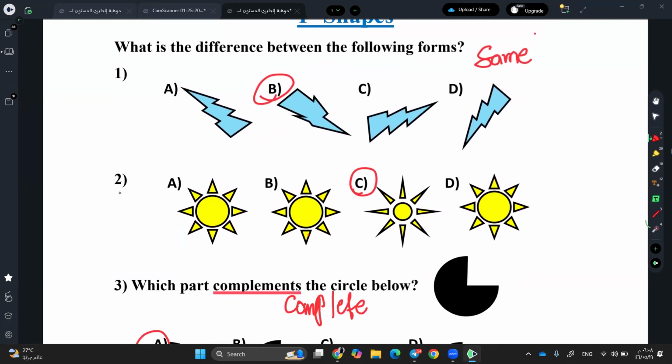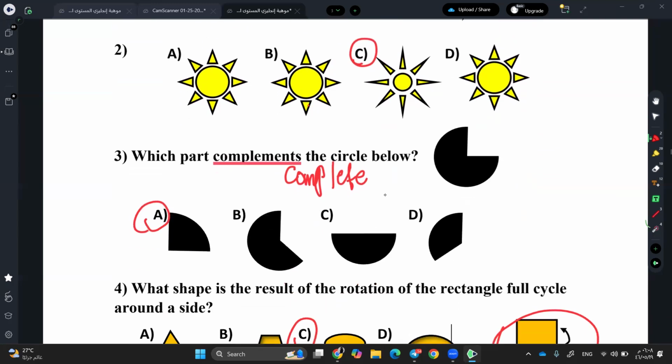Also, question number 2, you can see here that all these suns have symmetrical sunlight, like a triangle here. But C is different. And question number 3, which part complements the circle below? This is the circle, and which part is the complement for it? Complement means complete. So which one completes this shape? It will be A, because when we put it right here, it will complement it.